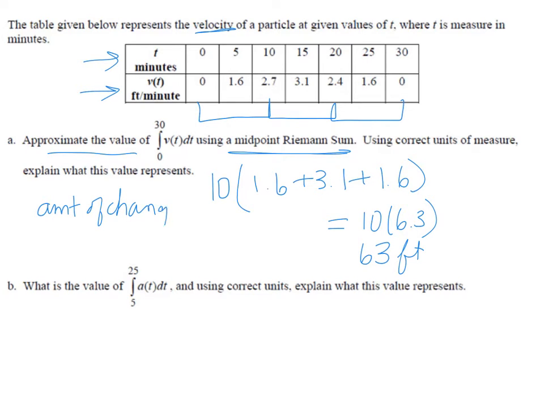This is the most important part, right? Because we've done the table with the midpoint Riemann sum, but we're trying to figure out what this means. What are we finding when we take the integral of the velocity from 0 to 30? It's the amount of change of position of a particle from t equals 0 to 30.